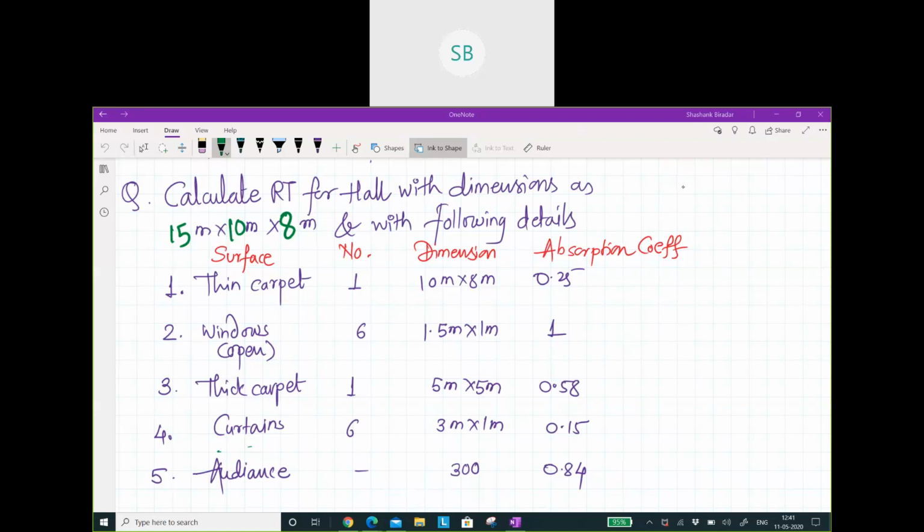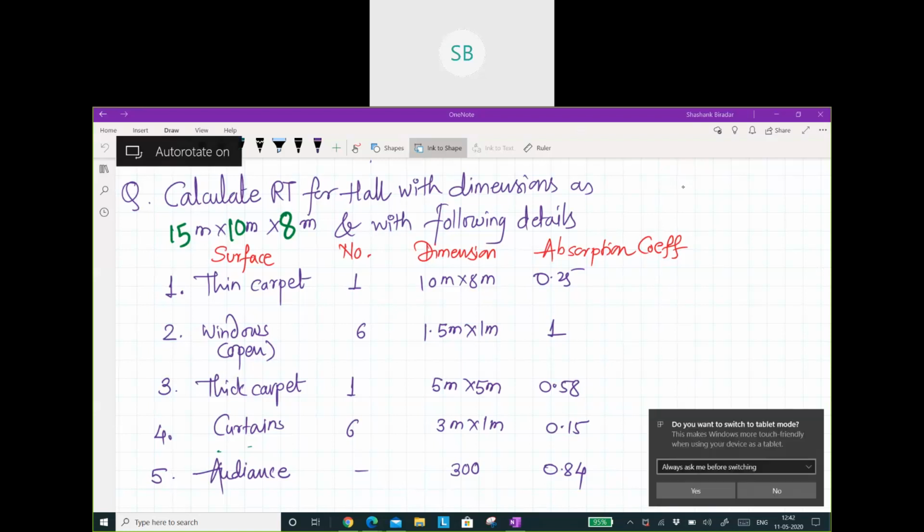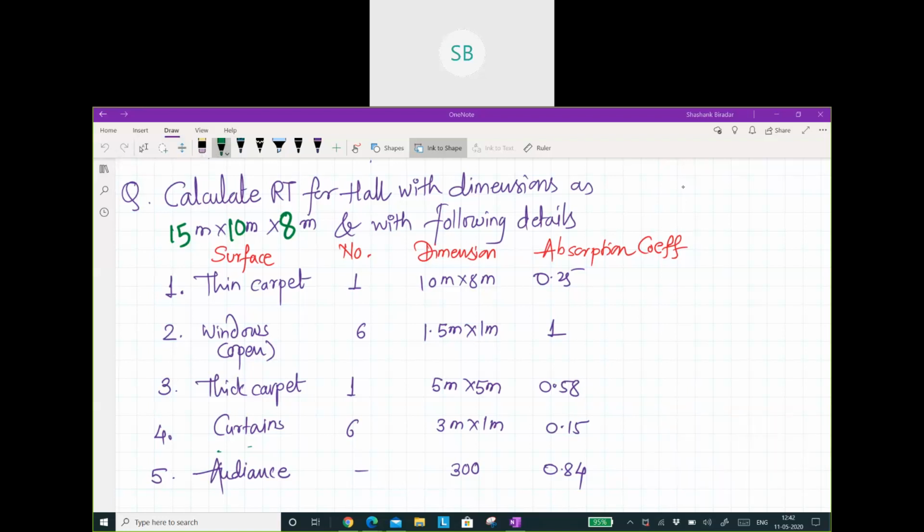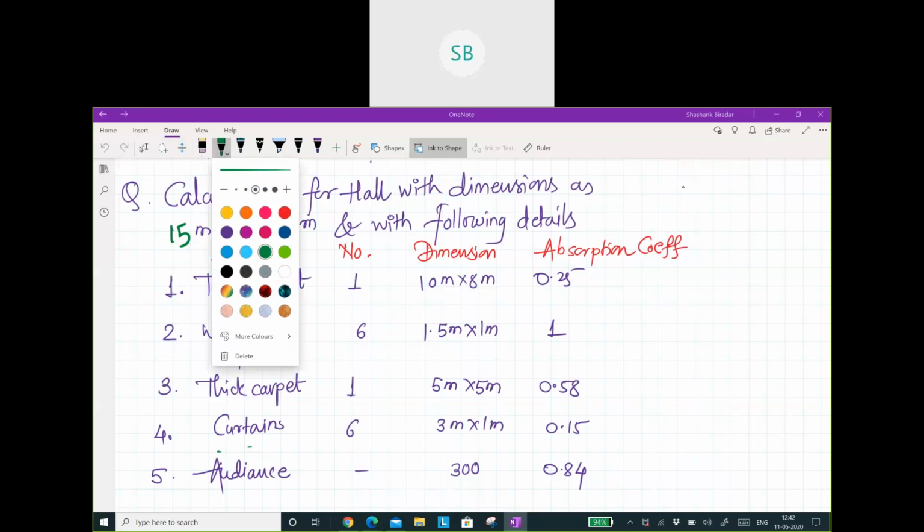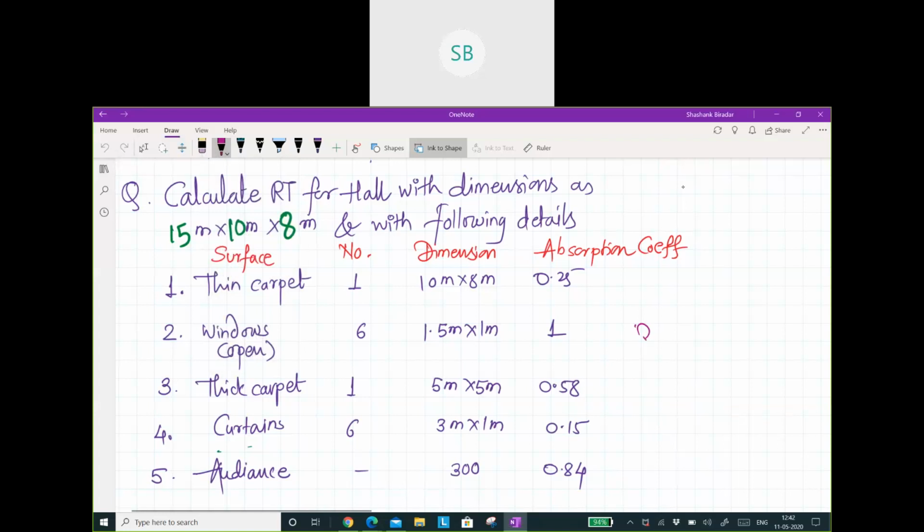Previously we said what things we require to calculate the reverberation time. What are the things that we require for the calculation of reverberation time? Because the reverberation time, RT60, is given as 55.3 multiplied by V upon C into A.